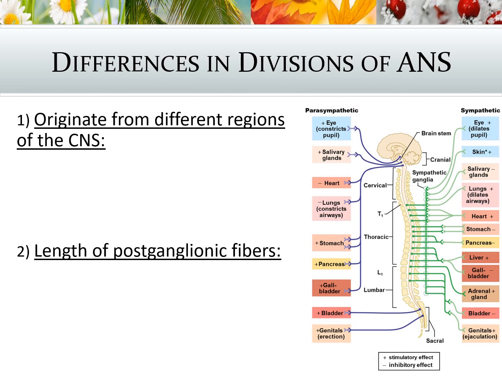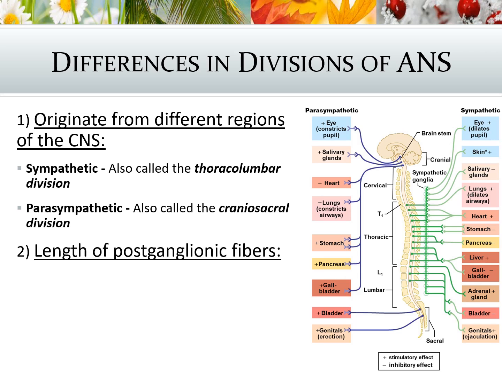So let's go through some of the physical differences between the divisions of the autonomic nervous system. We know that they do completely opposite things, right? So if one stimulates something, then we're going to inhibit something else. But there are also some differences in the anatomy of the two divisions as well. I want you guys to know these differences. So the first difference is that they're going to originate from different regions of the central nervous system.